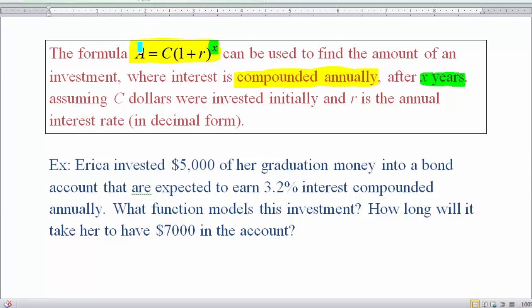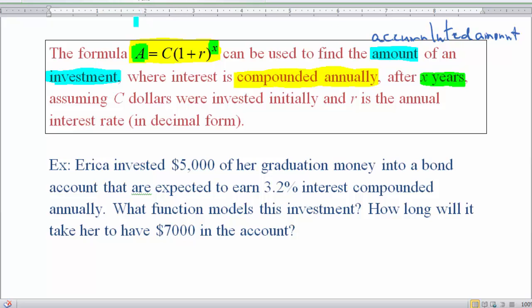and the output, or the y, is going to be this A value, which gives us the amount of an investment. Sometimes you see this referred to as the accumulated amount. Now, all that really means is it's the amount you started with plus the interest. So the accumulated amount is the total amount that the investment is worth after x years, okay?